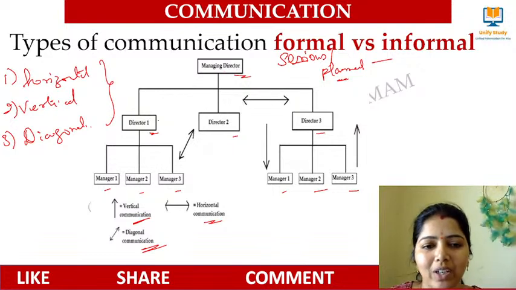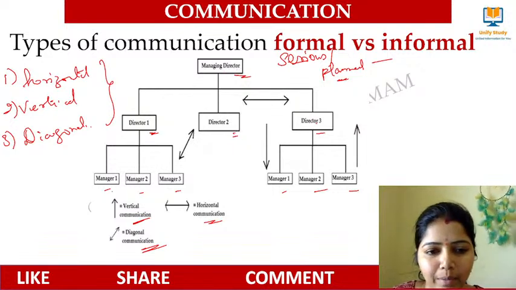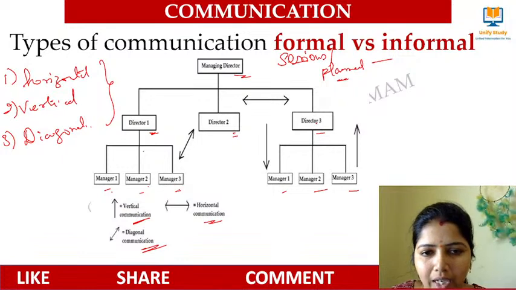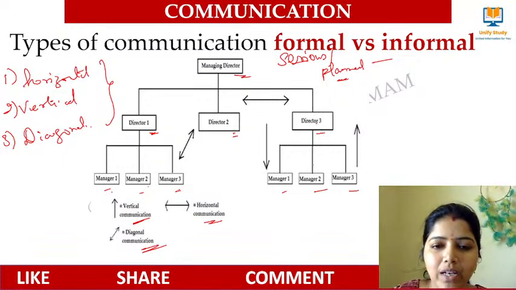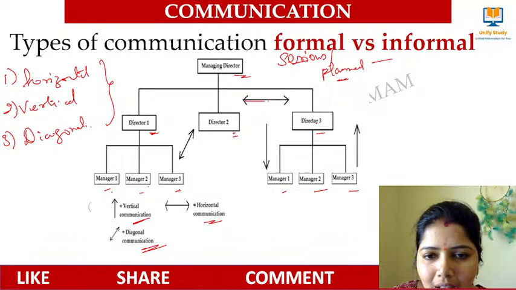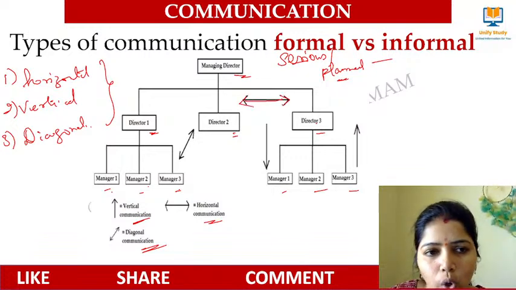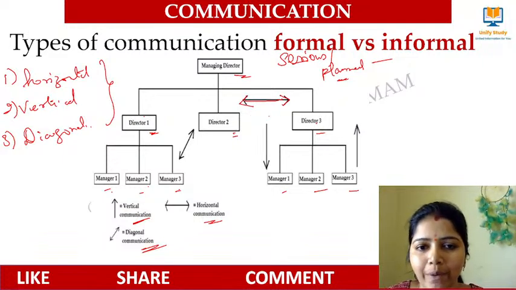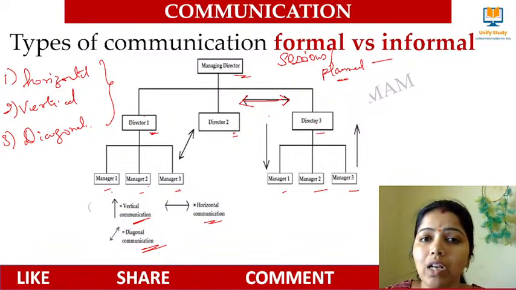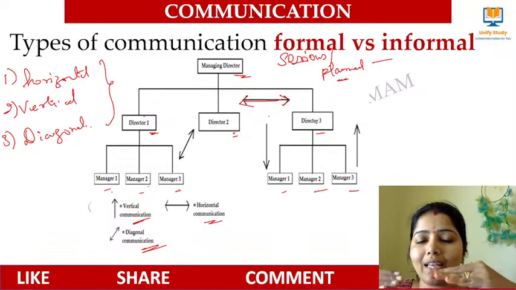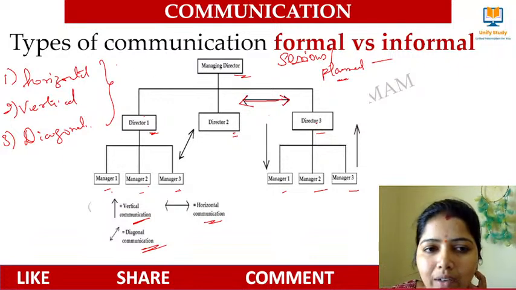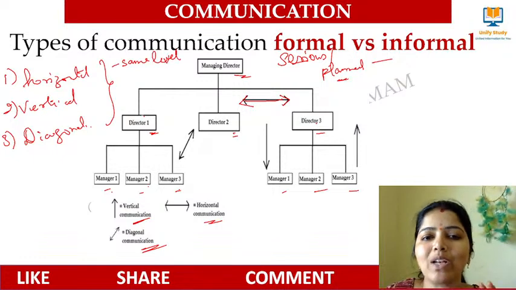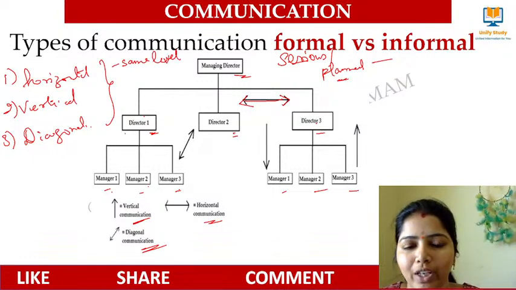So horizontal, vertical and diagonal. Horizontal means what? Take this example. Here is a managing director. Here are Director 1, Director 2, Director 3, and under each director we have managers. Right, coming to the content. Manager 1, Manager 2, Manager 3 are under Director 1, and under Director 3 we also have 3 managers. Whenever this level communicates, we call it horizontal communication. When Director 1, 2 and 3 communicate with each other, we call it horizontal level communication. The keyword here is the same level. When people at the same level communicate with each other, we call it horizontal communication.